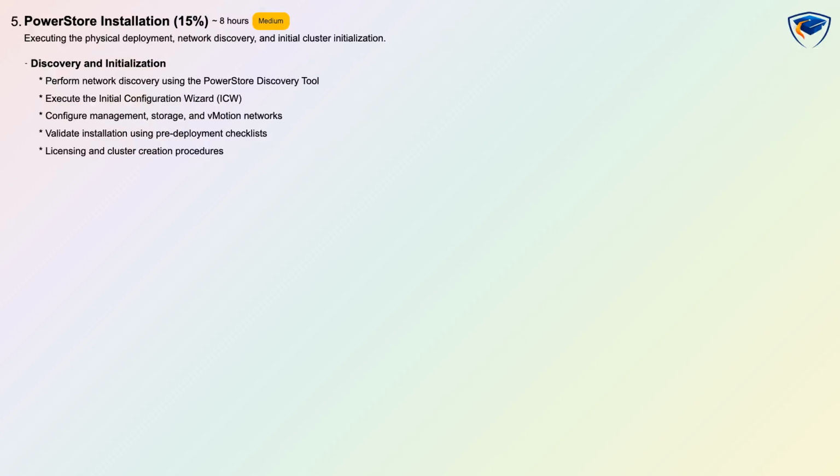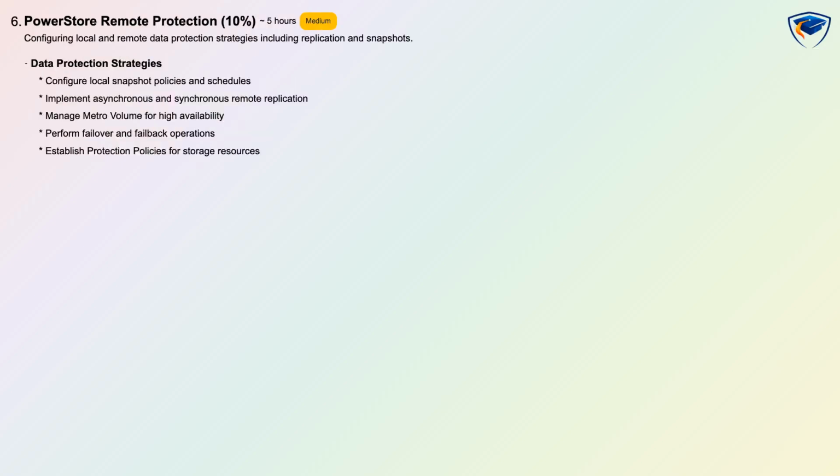In the PowerStore Installation domain, you will be tested on your ability to execute the physical deployment, network discovery, and initial cluster initialization. This domain has a weightage of 15% and includes topics such as performing network discovery using the PowerStore Discovery tool, executing the initial configuration wizard, configuring management, storage, and vMotion networks, validating installation using pre-deployment checklists, and licensing and cluster creation procedures.